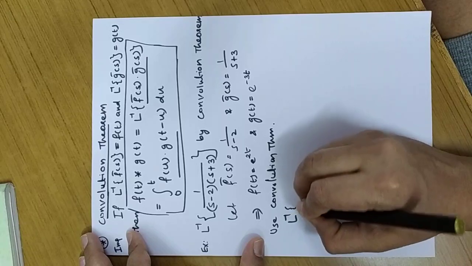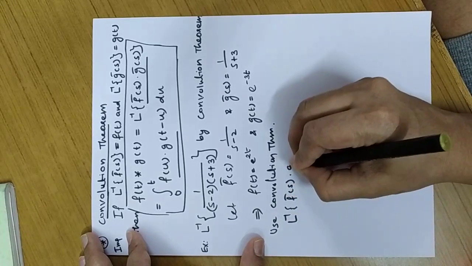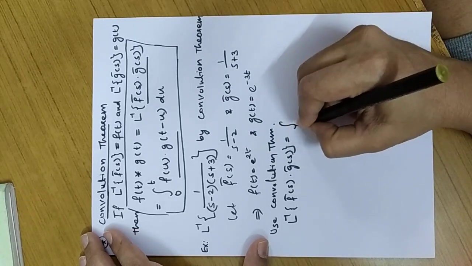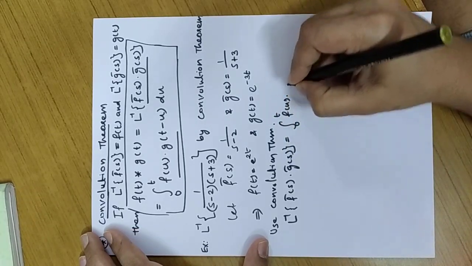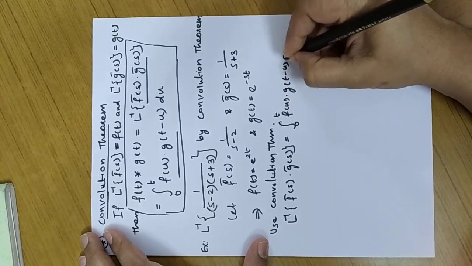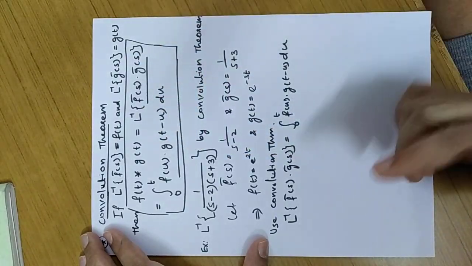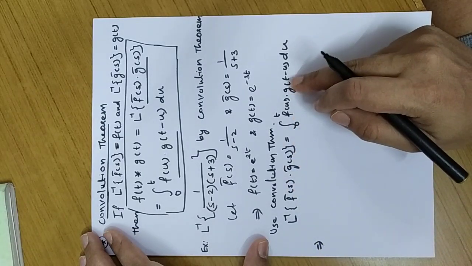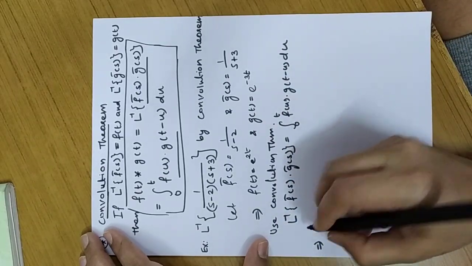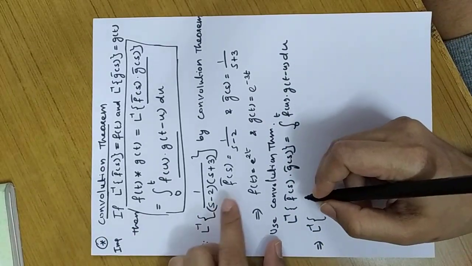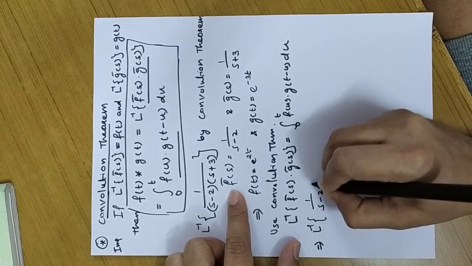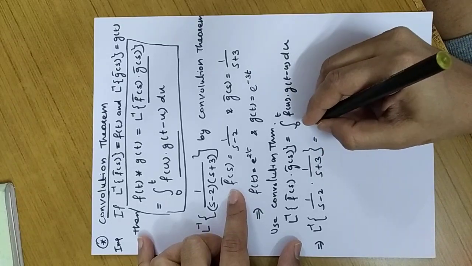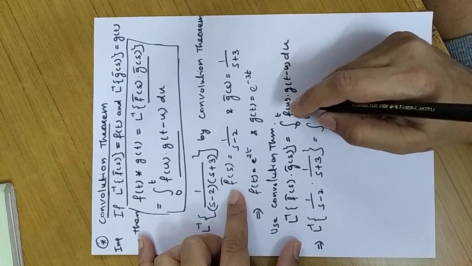L inverse of f bar s into g bar s is equal to the integral from 0 to t of f of u, g of t minus u du, as per the given formula. Now we will substitute the values of f bar s, g bar s, f of u and g of t minus u on both sides. We have considered f bar s is 1 upon s minus 2, g bar s is 1 upon s plus 3. Right hand side, 0 to t f of u.